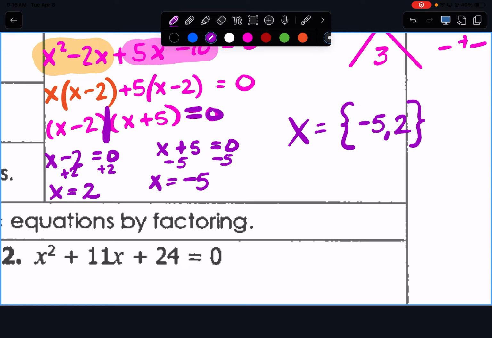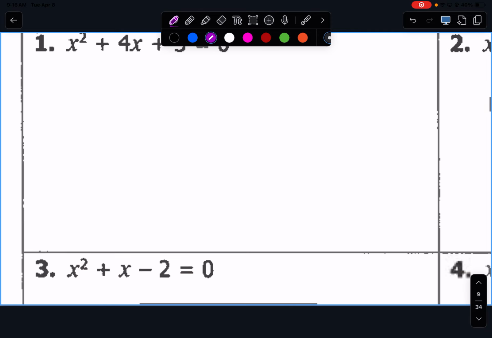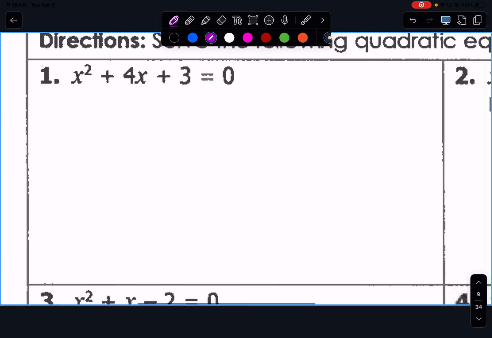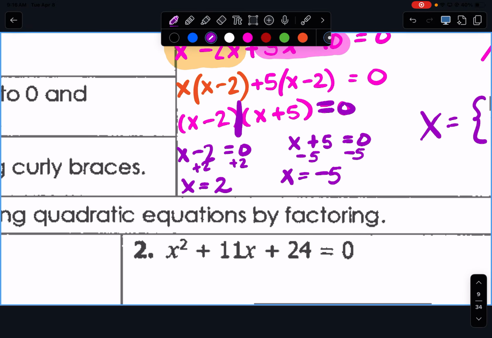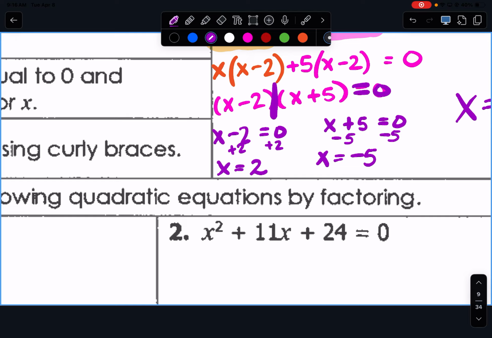So I want us to go ahead and look at number 1. Okay, so for number 1, we are looking at x squared plus 4x plus 3 equals 0. Yes, ma'am. So how do you know -5 is first? Because it's smaller. Because we do it in numerical order. So we do smallest negative to biggest number.